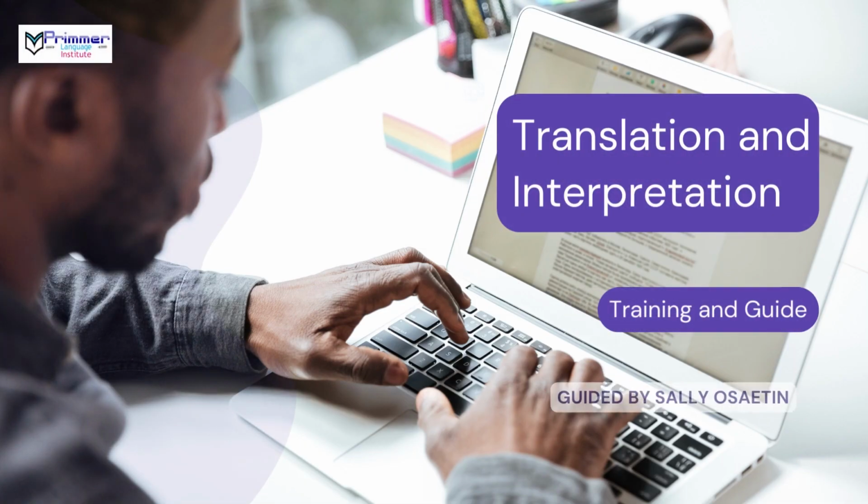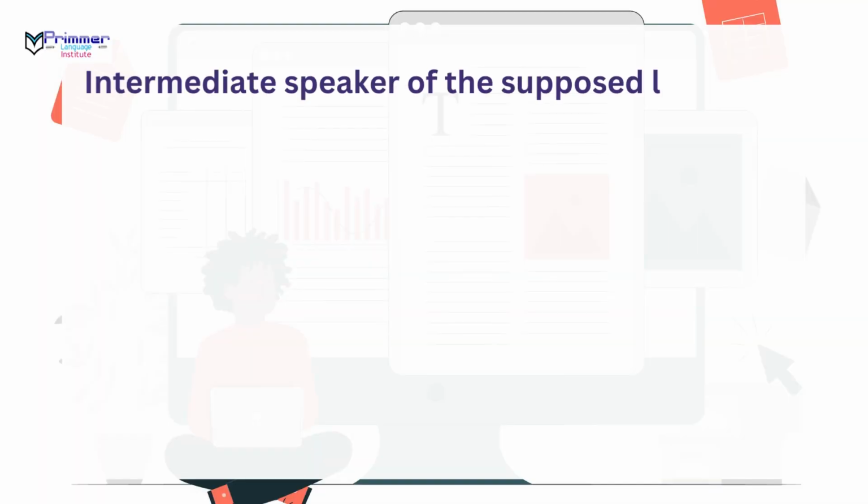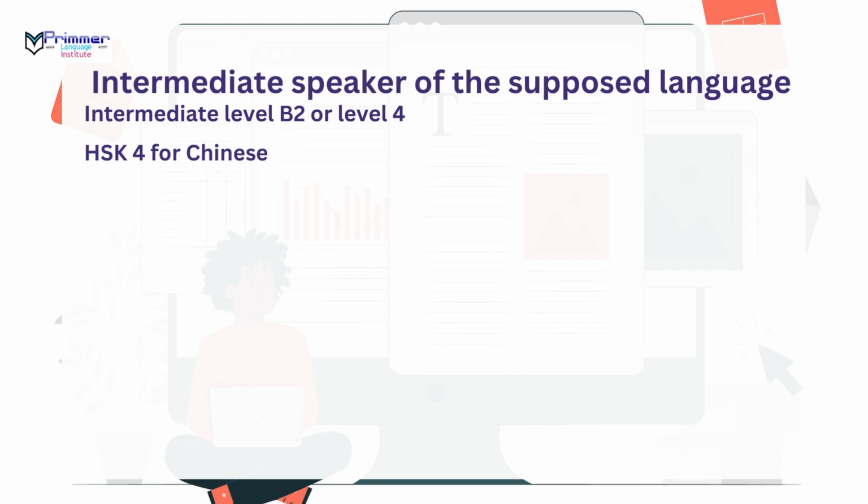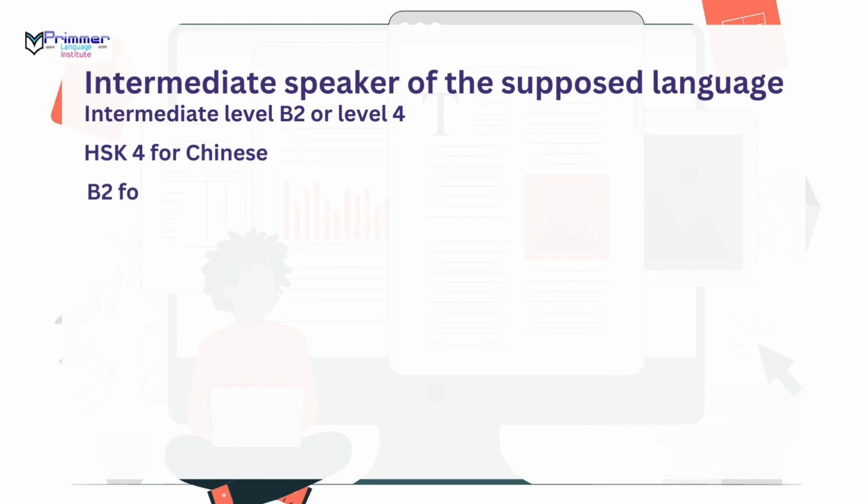Okay, so as promised, we'll be doing the interpretation training. And for you to be an interpreter, I've mentioned it before, you have to be an intermediate speaker of the language, intermediate level B2 or level 4. If it's Chinese, you can say HSK4. If it's French, German, Spanish, or any of these European languages, you can say B2.